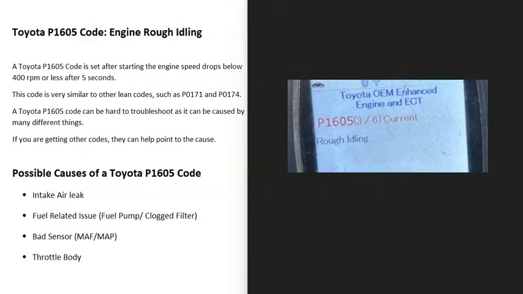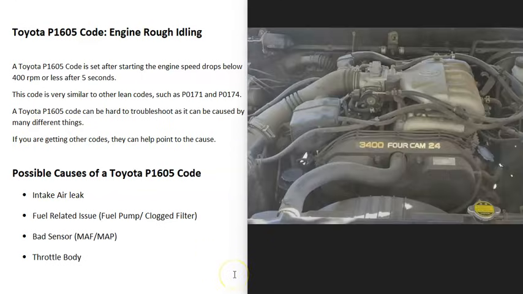And one thing to note about a Toyota with the P1605 code is that it can be kind of hard to troubleshoot sometimes, since it can be caused by so many different things. And so for this reason, be sure to pay attention to any other codes that you're getting, because they can help point you to what the cause is. And so what are some possible causes of a Toyota with the P1605 code?